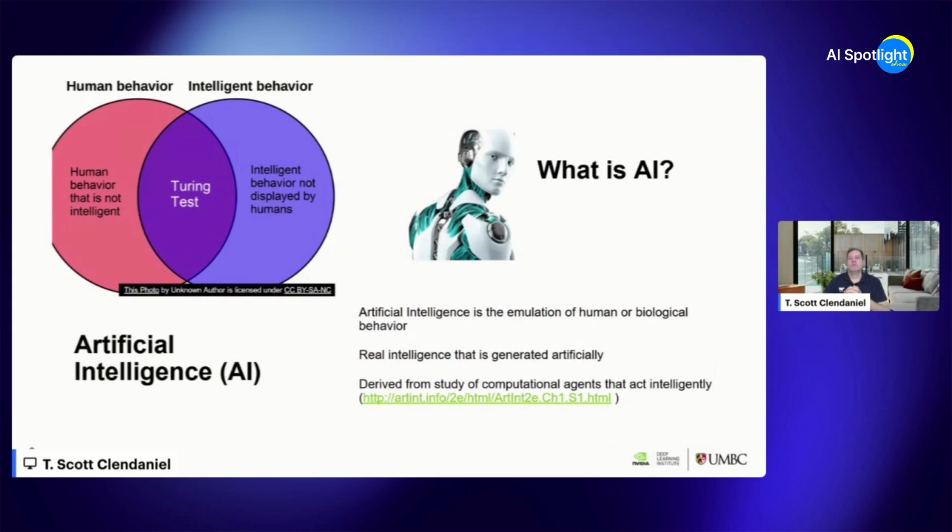Okay, so we talked some basics about AI. Let's get into a little bit more detail. If you look on the far left of your screen, you're going to see a Venn diagram, which has three components. On the far left-hand side, we're going to talk about human behavior. What do people do? On the far right-hand side, we're going to look at things that only computers can do.